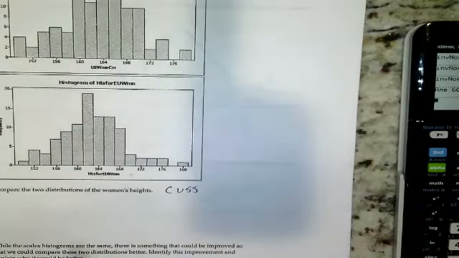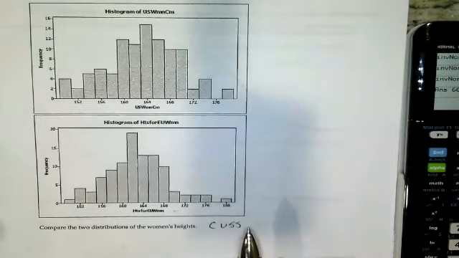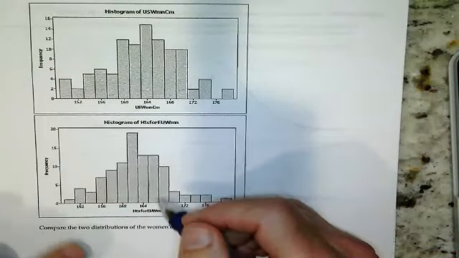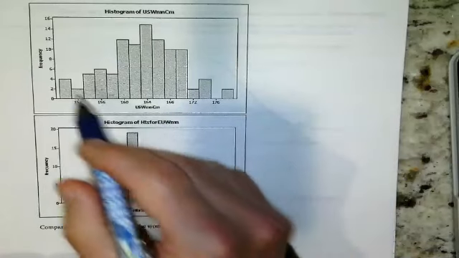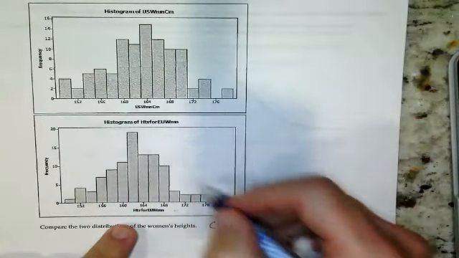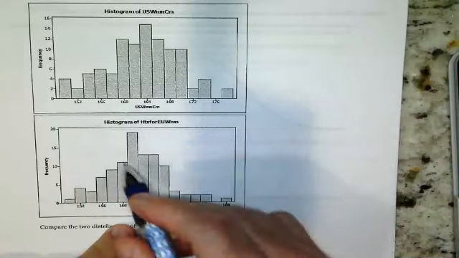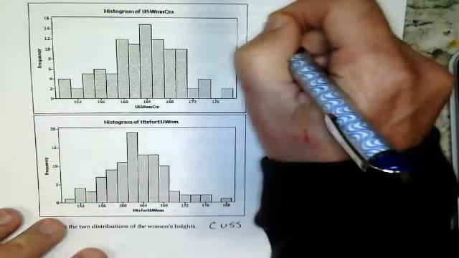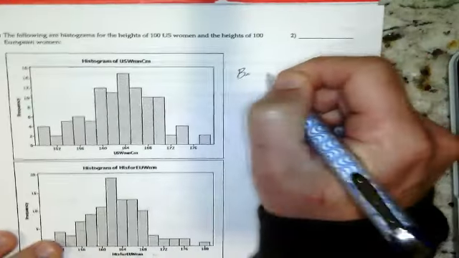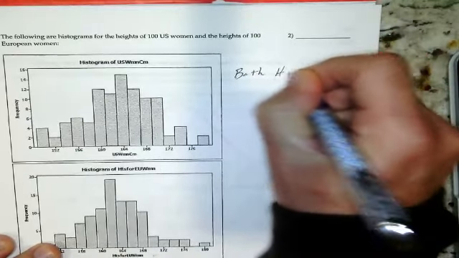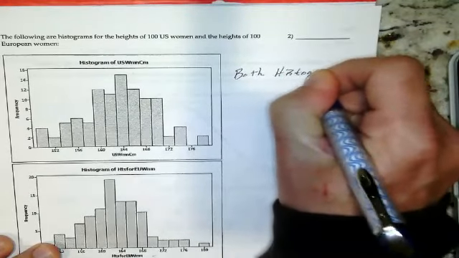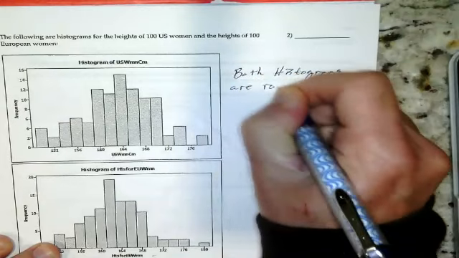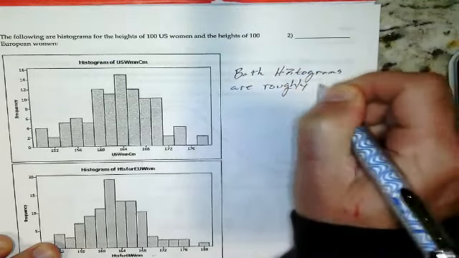So what we look at, let's adjust that just a little bit. So it looks like the approximate middle of this, they're both roughly symmetric. I would say that they're both unimodal. So I'm going to say both histograms are roughly symmetric and unimodal.